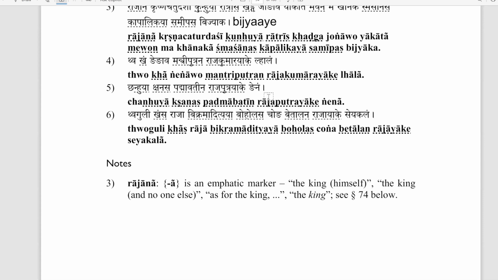Okay, the sentence 5. Chanhuya Kshanas Padmavatim Raja Putrayate Mena. Chanhuya, of one day. Yes. Kshanas is moment again. Yes. Sanskrit moment. But genitive? No. Locative. Sorry, I was thinking Indo-European genitives. That happens. If it's genitive, that would be kshanaya.